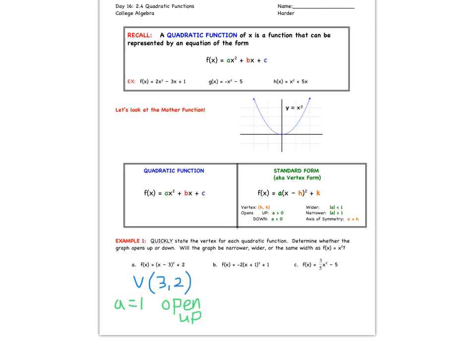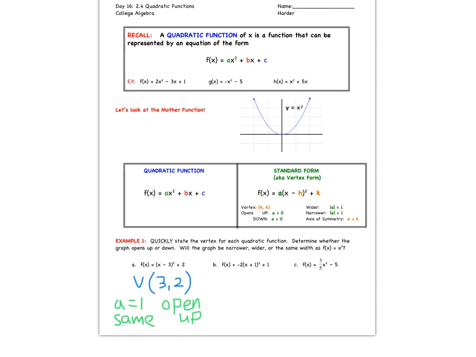Is it narrower, wider, or the same width as the mother function? If we take a look back up here, we can see that the a value is also 1. There's no coefficient, so therefore it's 1. So it's the same width as the mother function. All right, if we take a look at example B, identify your vertex.